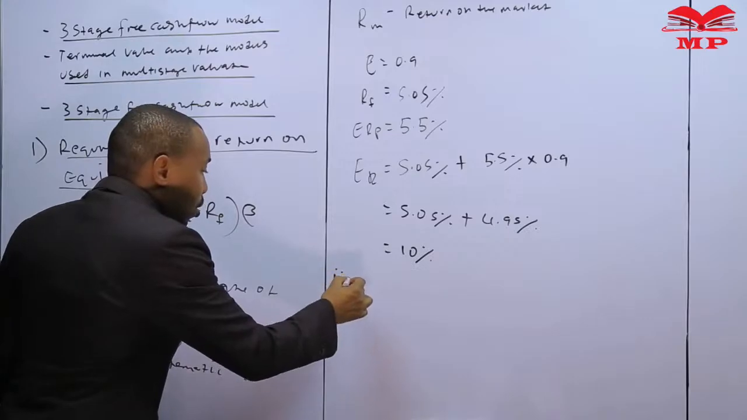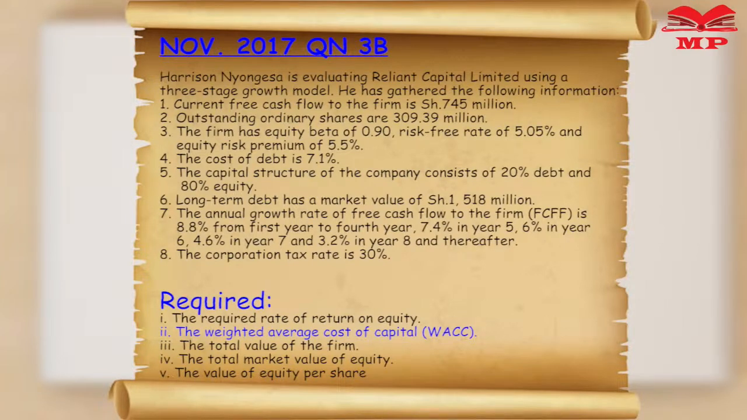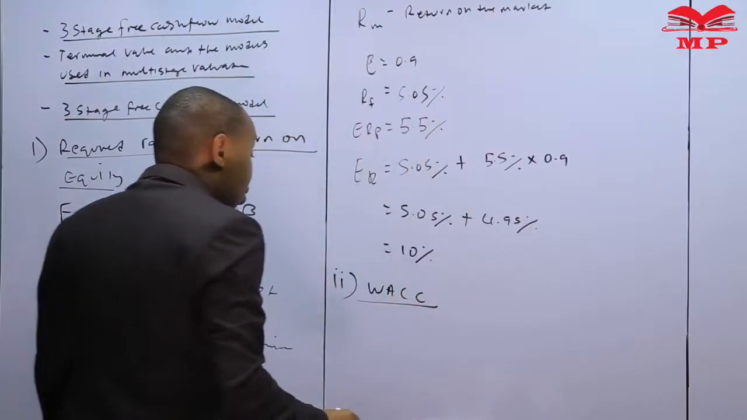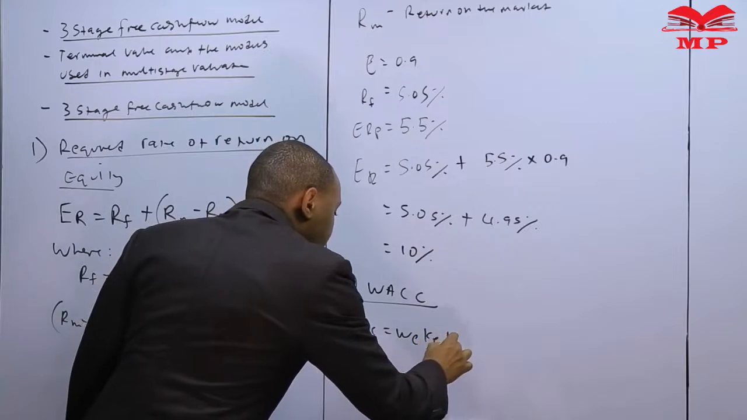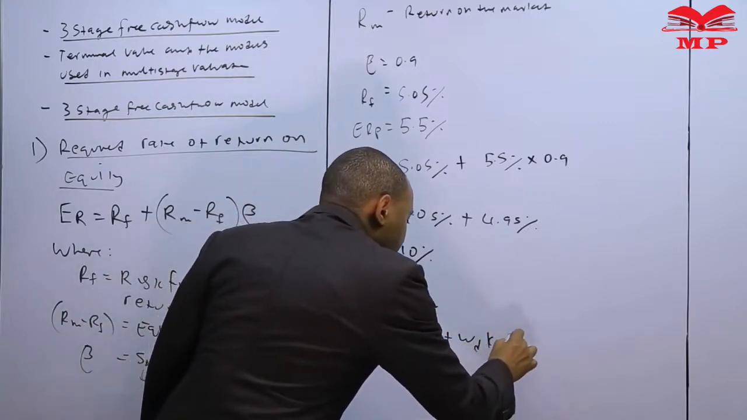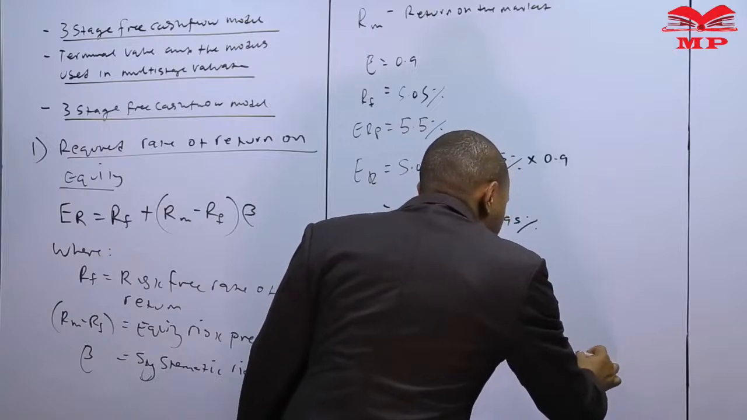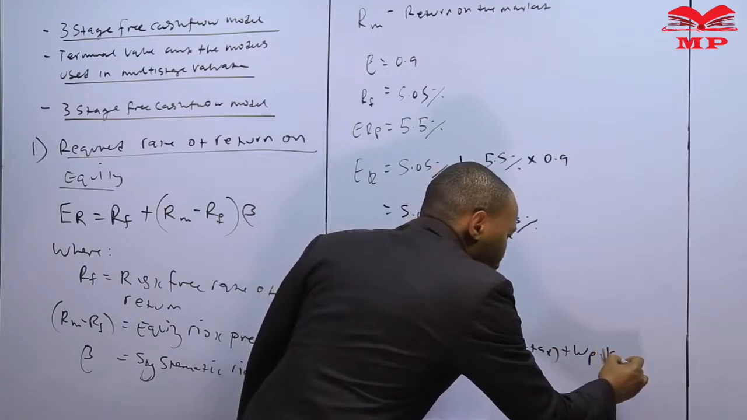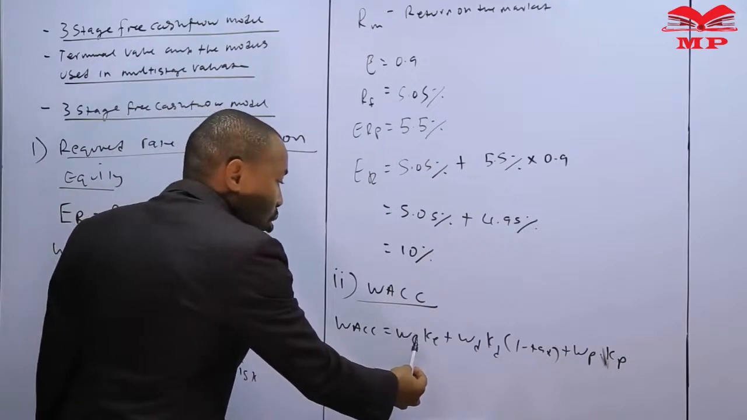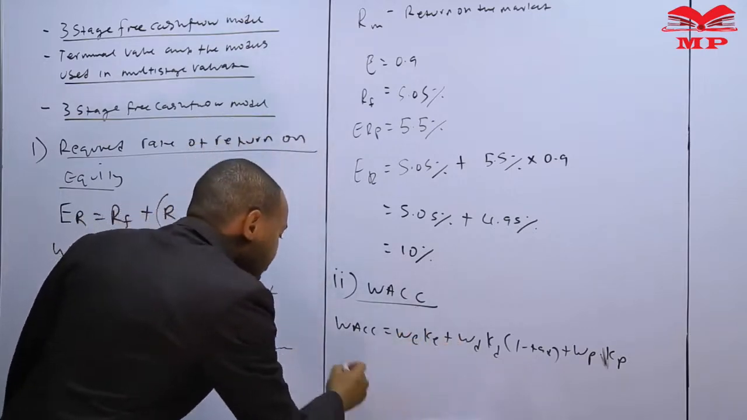Part two of the question reads as follows. The weighted average cost of capital, the WACC. The WACC formula is the weight of equity times cost of equity, plus weight of debt times cost of debt times (1 minus tax). Then, if you have preference shares, plus weight of preference shares times cost of preference shares. In this case, we've got two components within the capital structure: weight of equity and weight of debt. Just equity and debt.